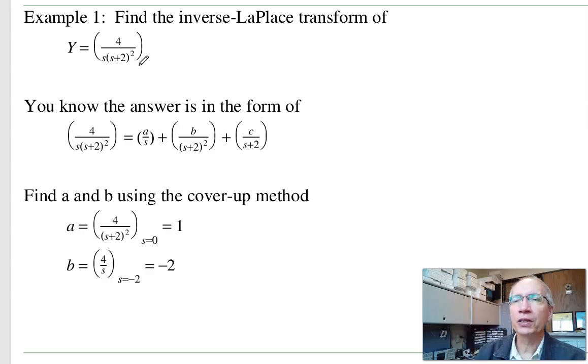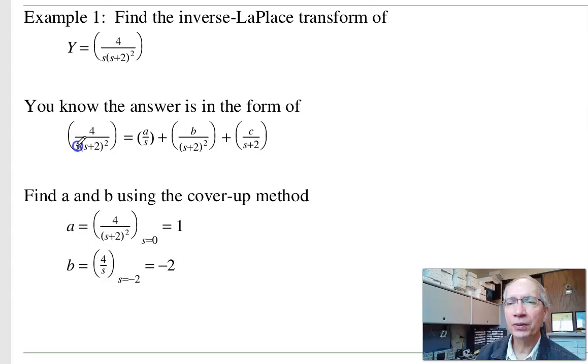Well, I know what the answer is going to look like. I've got a pole at 1 over s, 2 poles at minus 2, s plus 2 squared. There's going to be a third solution. I could have just 1 over s plus 2. The right-hand side is equal to the left-hand side. A and b are easy to find. Just use the cover-up method.